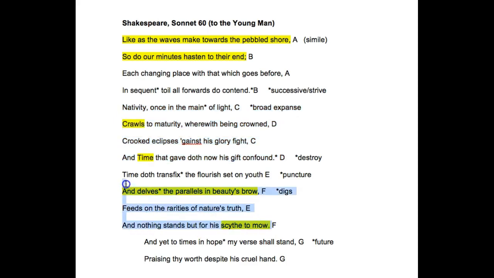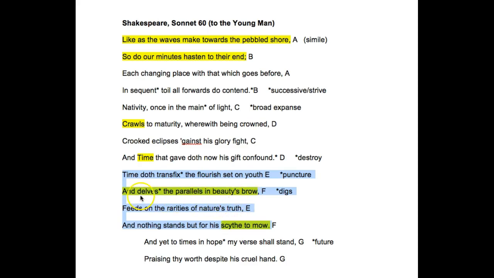And then the final quatrain, again, time personified. "Time does transfix the flourish set on youth, and delves the parallels in beauty's brow, feeds on the rarities of nature's truth, and nothing stands but for his scythe to mow." And so he's developing an agricultural metaphor here. Time destroys the flourish set on youth, and this idea of delving parallels in beauty's brow.